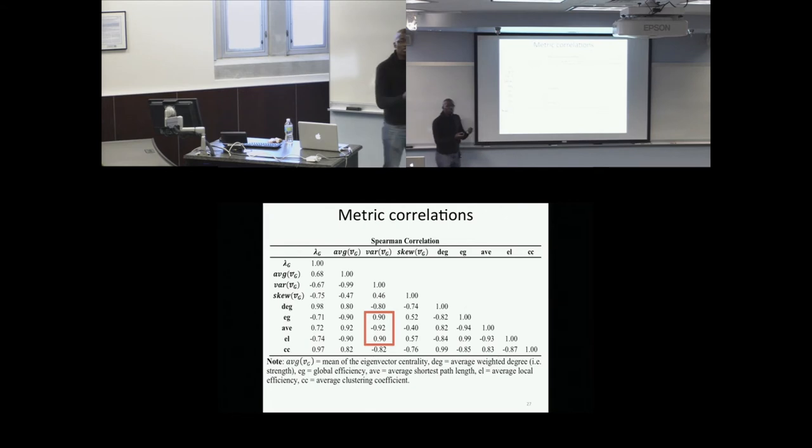So there's not a lot of correlation between the metrics I'm using. They're measuring something different about the network, and you're also not causing overlap with metrics that are already popular in network science. So that was a good thing to see. And when you think about what statistical moments are measuring, it makes sense. They should be measuring different things about a distribution.